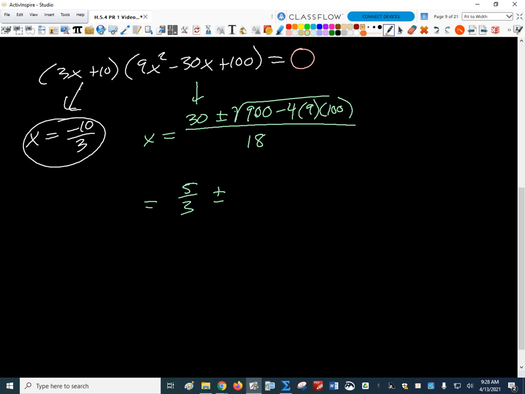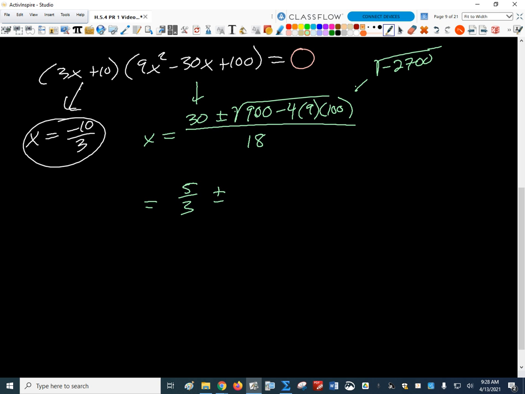plus or minus. Now, what about this radical? So we're going to get 3,600 in here, aren't we? 900 minus 3,600 would be negative 2,700. So all that stuff is going to be the square root of negative 2,700. Okay, so what goes into 2,700 that's a perfect square? Well, 100 does, right?